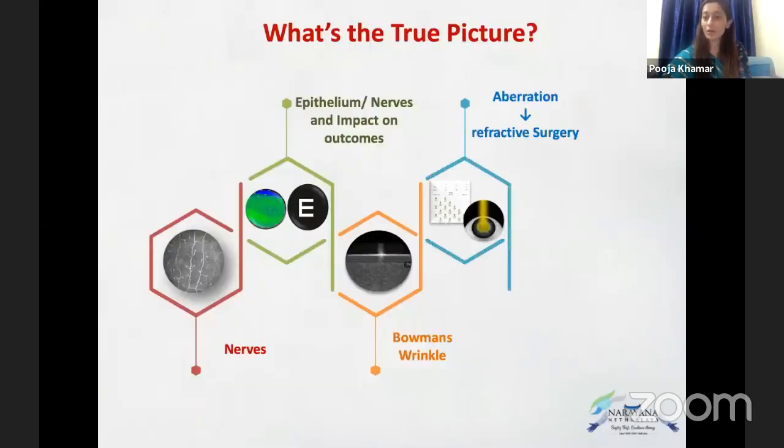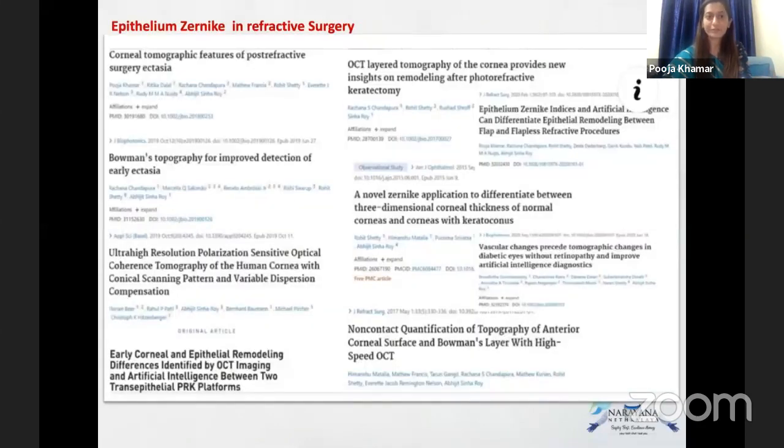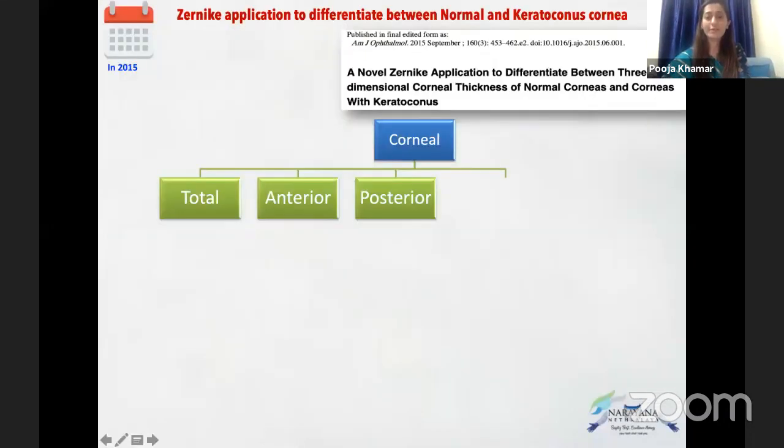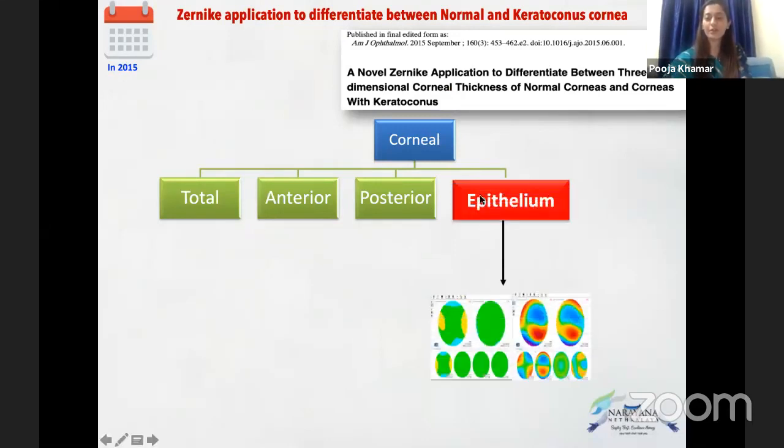Coming to the role of aberrations in refractive surgery, a lot of work has been done by our group on epithelial Zernike and refractive surgery, and now we are moving towards AI-based quantification of these changes. What happens is, till now, the aberrations we have been looking at are just the corneal aberrations, which are divided into total, anterior, and posterior. However, we never looked at epithelial Zernikes.